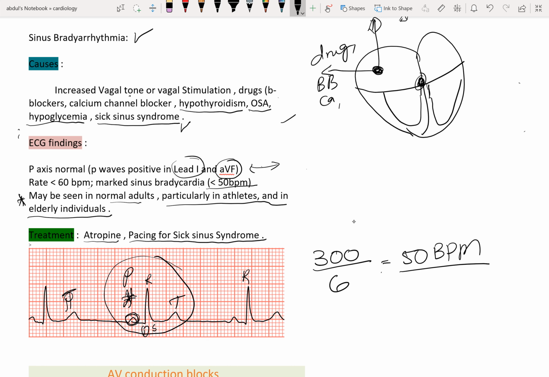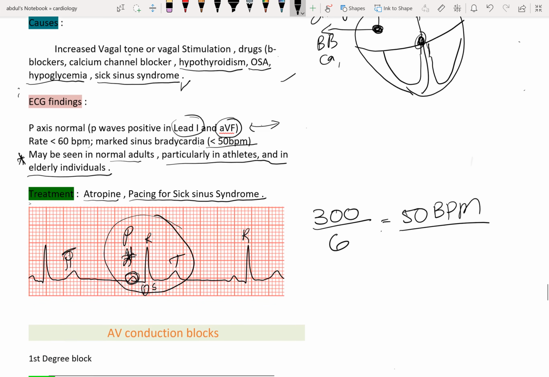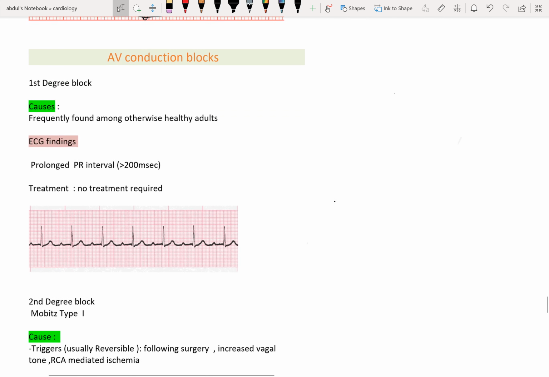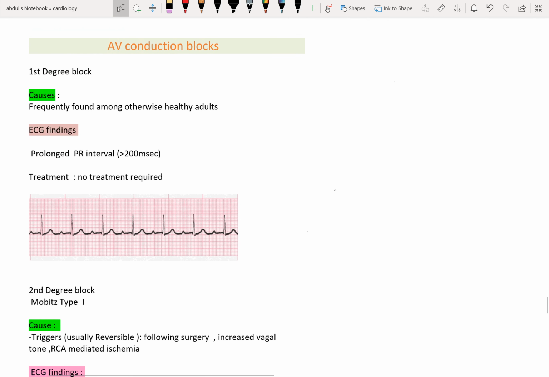We'll move on to AV conduction blocks. So when we talk about AV conduction blocks, ladies and gentlemen, I told you guys that there's first degree, second degree, and third degree. The first degree is honestly generally the best one, because there is no treatment required for this, and it's usually found most of the time in healthy adults.